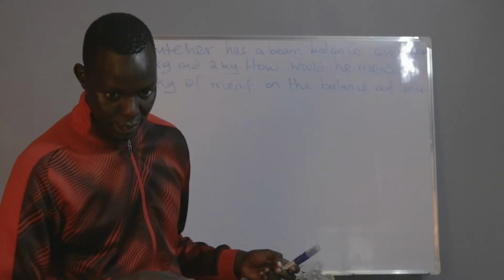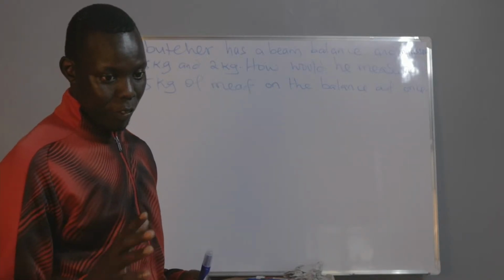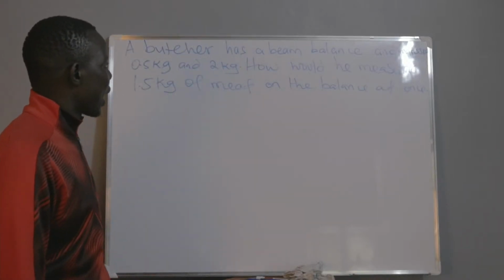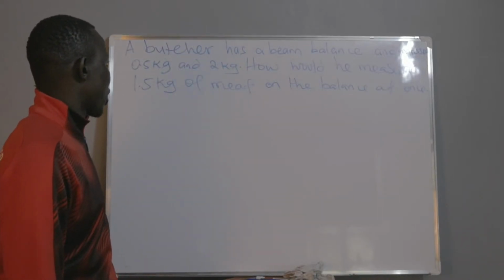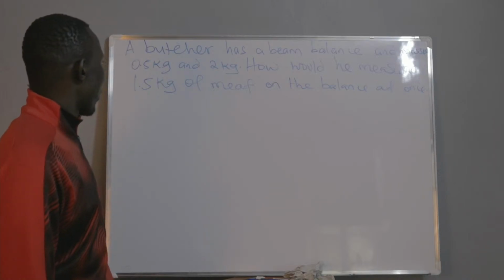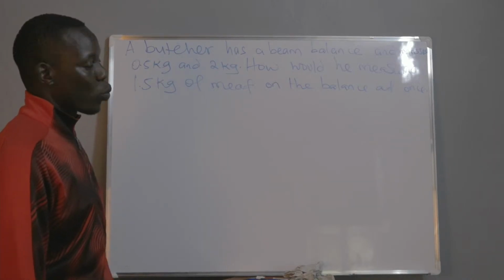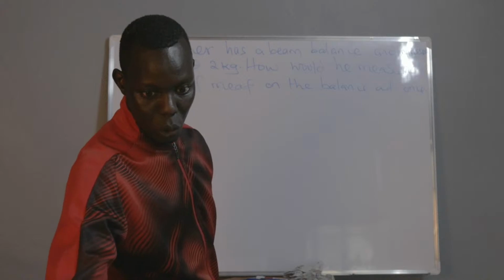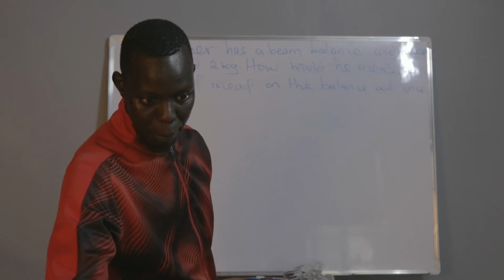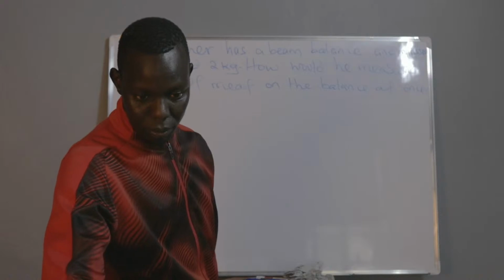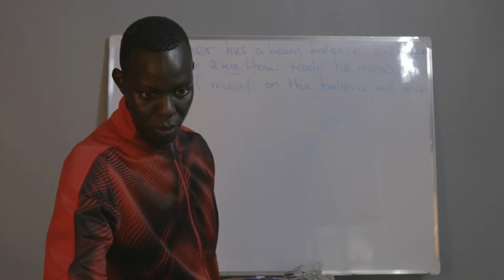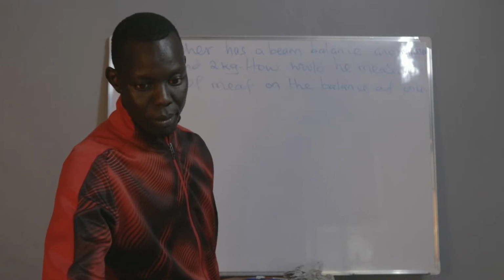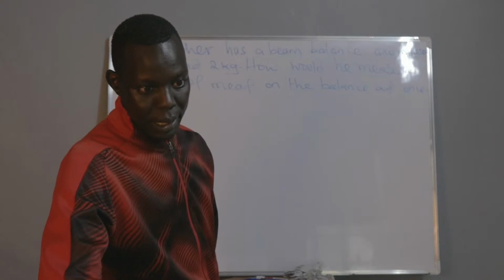I don't see from my side. Just check if what I wrote is feasible. So I'm saying a butcher has a balance and masses 0.5 kilogram and 2 kilogram. How would he measure 1.5 kg of meat on the balance at once? Let me explain that concept as I wait for you. Okay. Sawa.